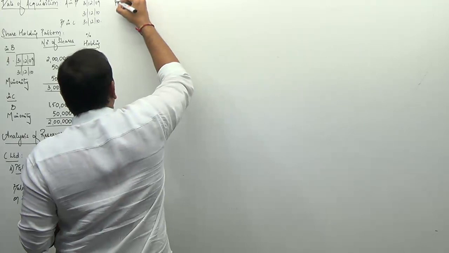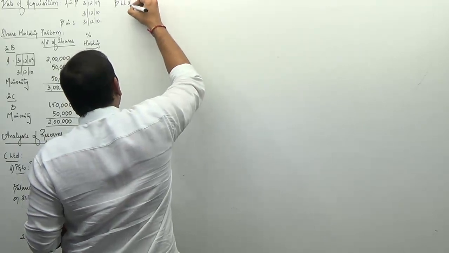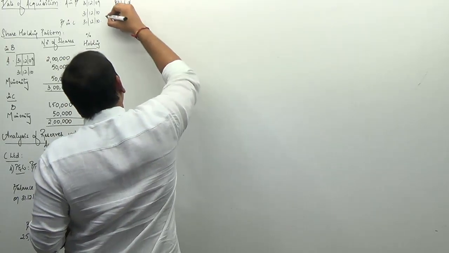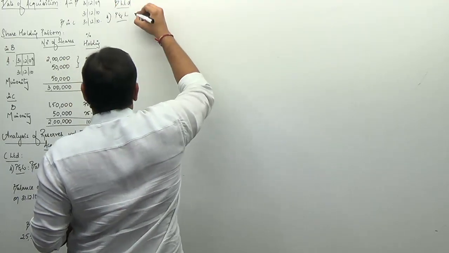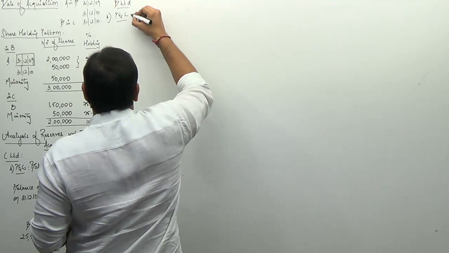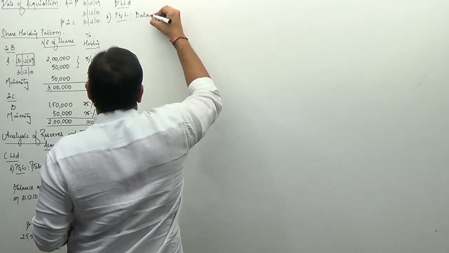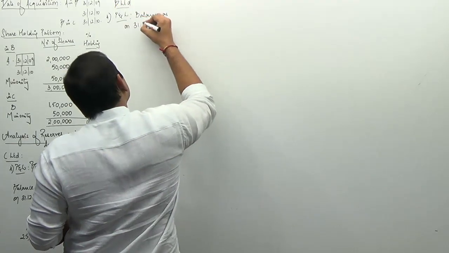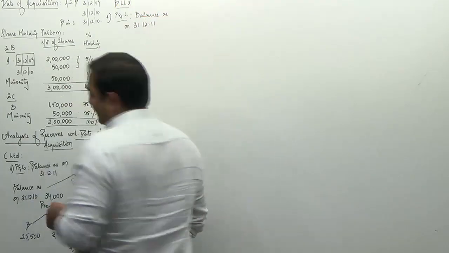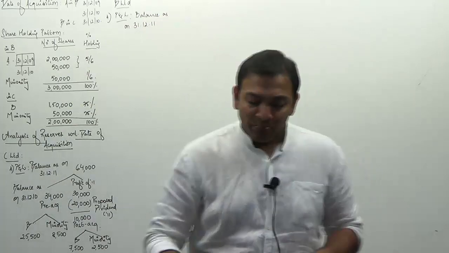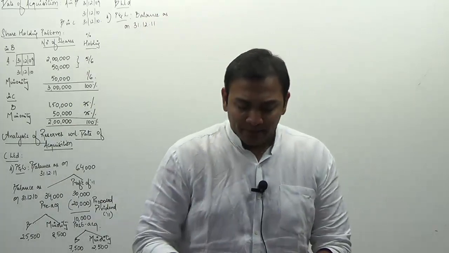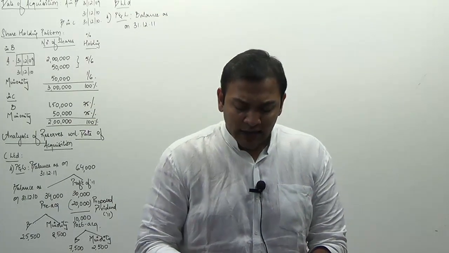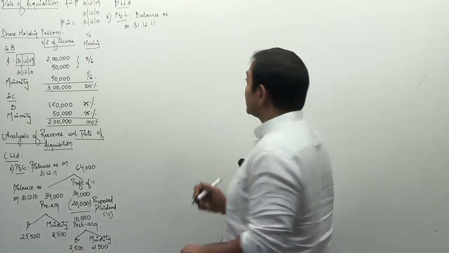Let's go for the analysis for B Limited then. Only reserve is P&L. Balance as on balance sheet date 31st December 2011. B Limited balance in P&L. Do not consider the dividend received and all. So 98,000 is the P&L balance.